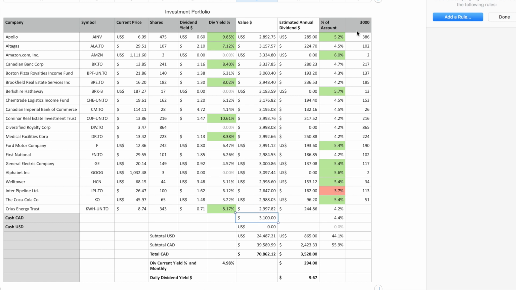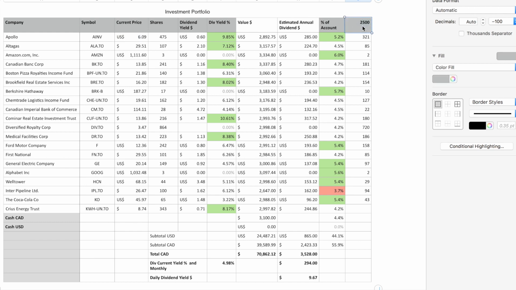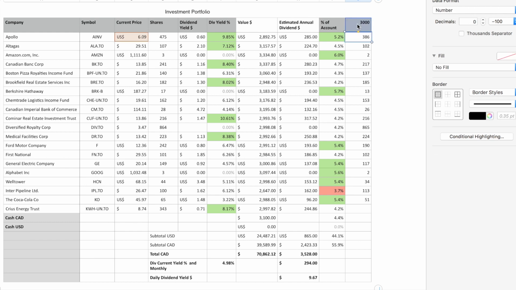This last column allows me to type in whatever number I want. In this case, if I have 2,500, it would tell me how many shares I could purchase of each of these stocks based on $2,500. So I have $3,100 in there. Let's leave $100 in there and say $3,000 is what I'd like to purchase.